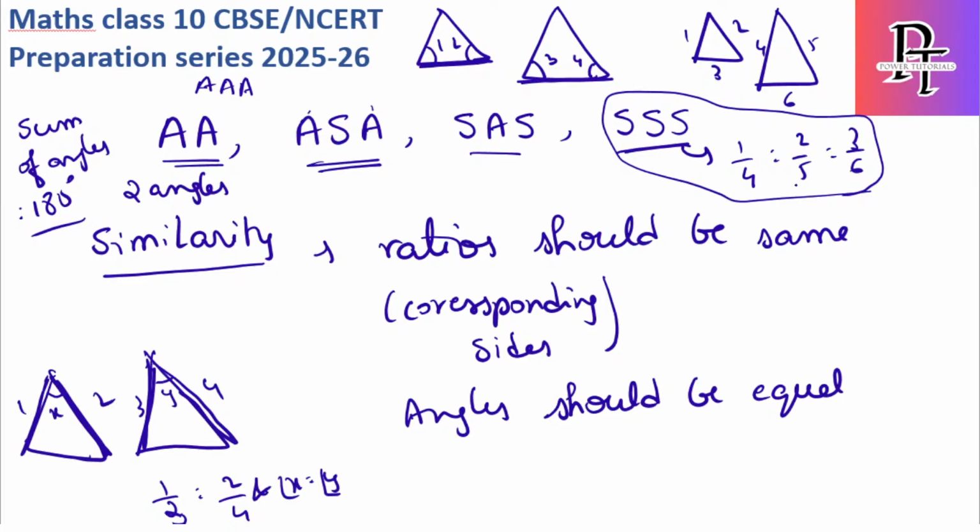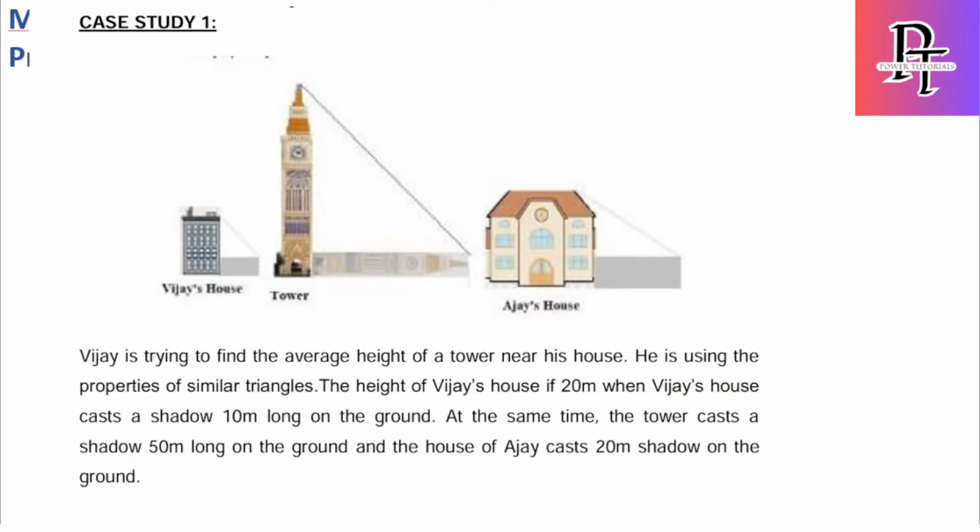So just always remember, for similar triangles the ratios of corresponding sides should be equal. At the same time, angles should be equal. If either of the AA, ASA, SAS or SSS properties is satisfied, then we say that both the triangles are similar. If both are similar, I told you the ratio should be the same and the angles should be equal. Okay, now let's move to the question.